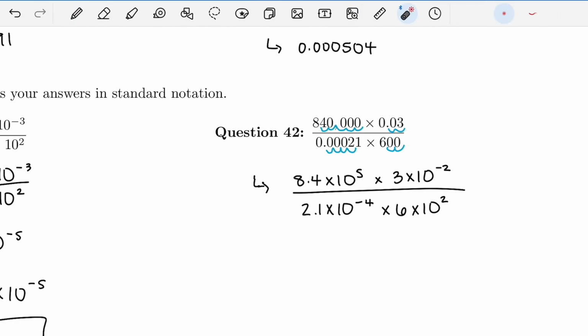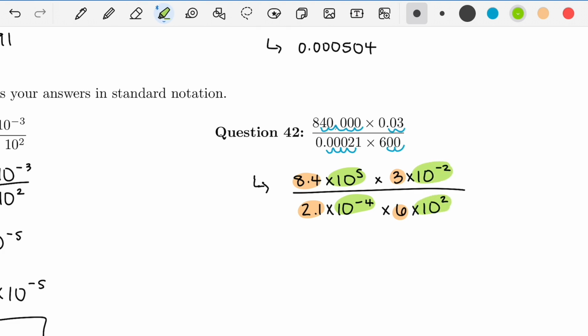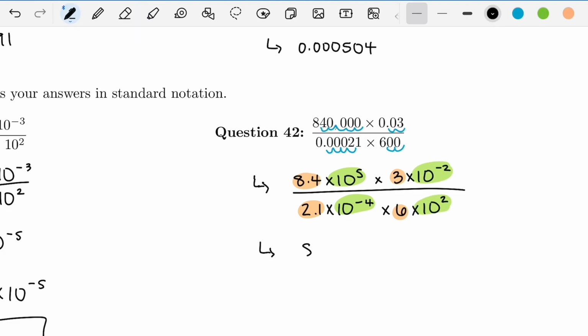We'll kind of combine like terms in a sense here. We're going to separate our constants and then our exponential expressions here. So we have these numbers here and then these exponential expressions that we're going to separate. All right, so we have 8.4 times 3 over 2.1 times 6 times our exponential expressions.